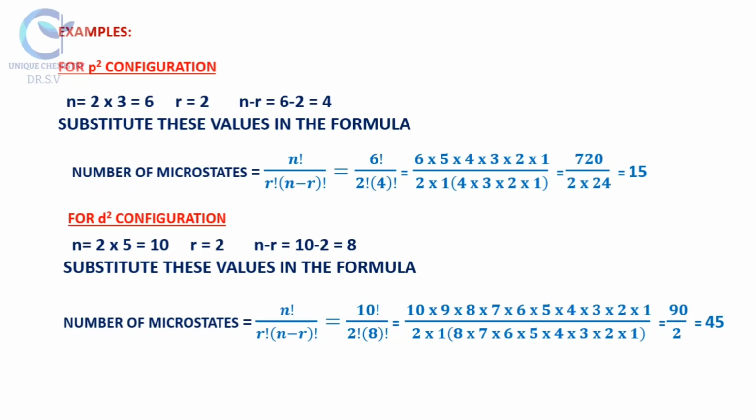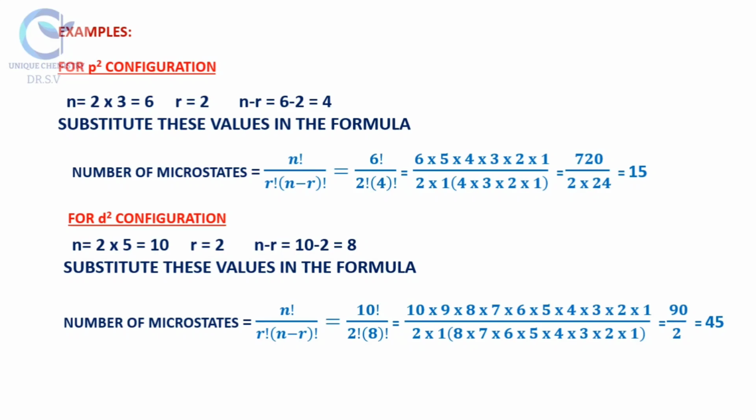We have to find out the microstates for some electronic configurations. The first example is the p2 configuration. For p2, n is equal to 2 into 3, because p orbitals are 3, so 6. n is equal to 6. r is equal to 2, as there are 2 electrons. So n minus r is equal to 6 minus 2, 4. Substitute these values in the formula.